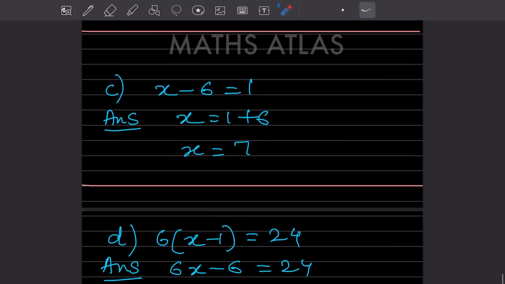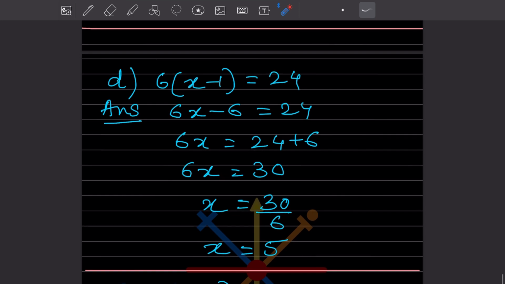And the next problem again here, x minus 6 is 1. So here x, this 1 will be as it is. Here it will go here, that will become plus. So x is 7.